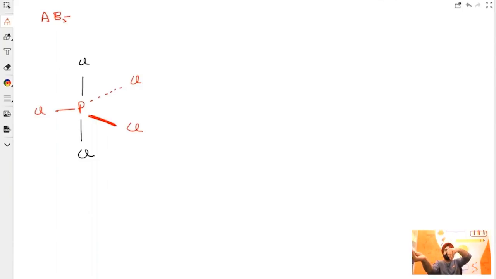Phosphorus is here. There is a chlorine. There's a chlorine. There's a chlorine. 3 chlorines in the plane. Okay, Gurjeet, I'll tell you why I've drawn them differently. There's a phosphorus in the middle. There are 3 chlorines in the plane of phosphorus. Then there's 1 chlorine on top of this.